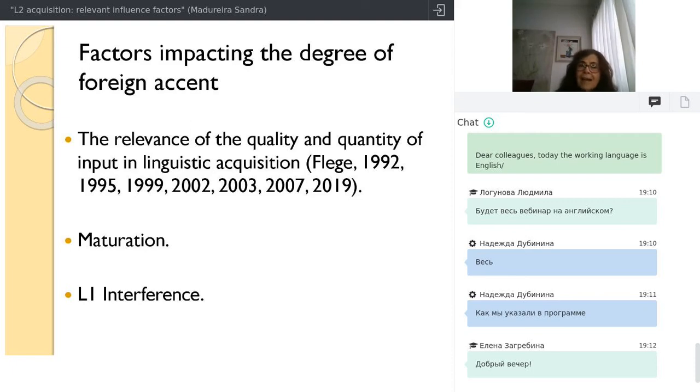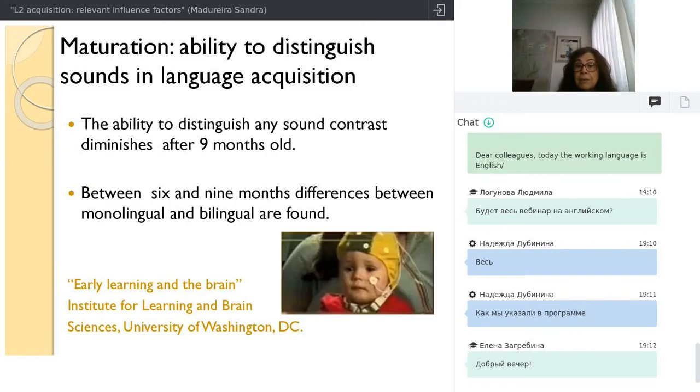And what are the intervening factors? What are the factors that impact the degree of foreign accents? If you refer to Flege's theoretical model, we see that one of the main factors impacting foreign accent is the relevance of the quality and quantity of the input that the speaker, the foreigner, receives in linguistic acquisition. And then there is another feature that is maturation, and another feature that is language interference. All these features are important to be taken into consideration.